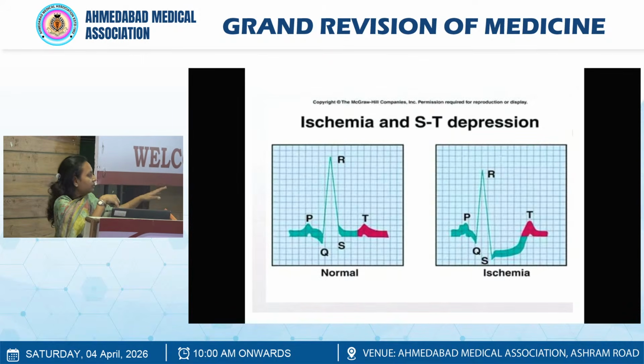In ST elevation MI, it is always convex. If there is an acute STEMI and if there is concavity, it might be an old infarction. This is ST depression. In ST elevation, there will be a convexity, and in ST depression, there is a concavity.